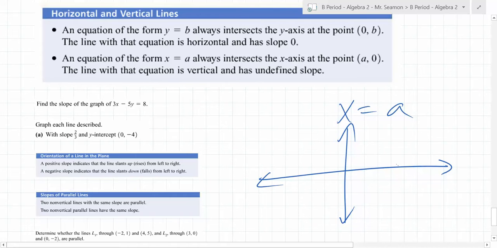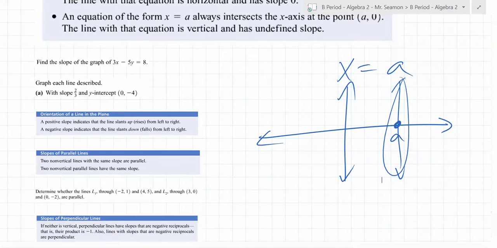Vertical line. And where would it cross the x-axis? Exactly. It crosses at a, right there. So what happens if two lines have the same slope? What do you call those? Two lines have the same slope.